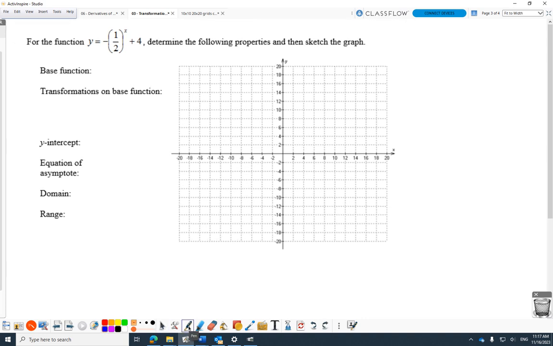Base function: 1/2 to the x. That scares you? Good. We'll deal with it in a second. Transformations on the base function. There's 2. Vertical reflection in x-axis and vertical translation up 4. I kept it simple for my first example. There's only 2 transformations there. Okay?